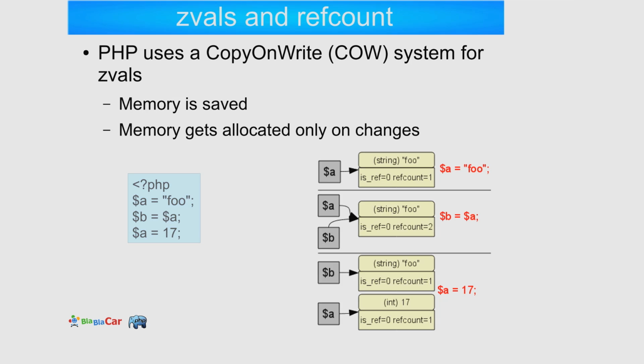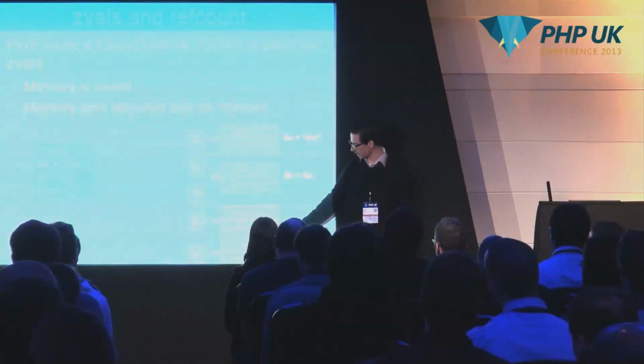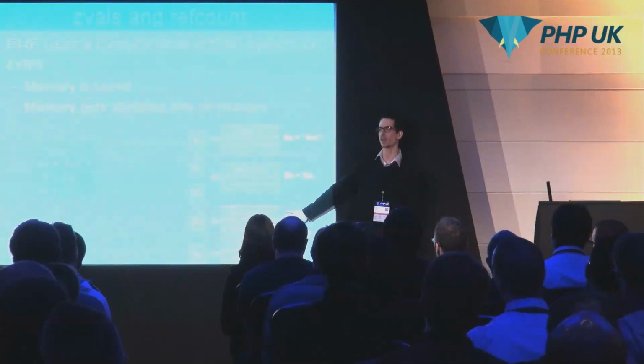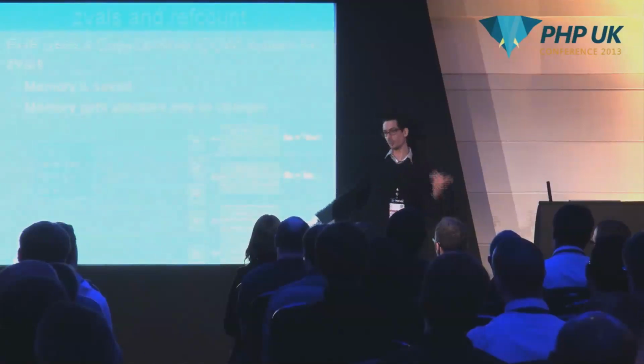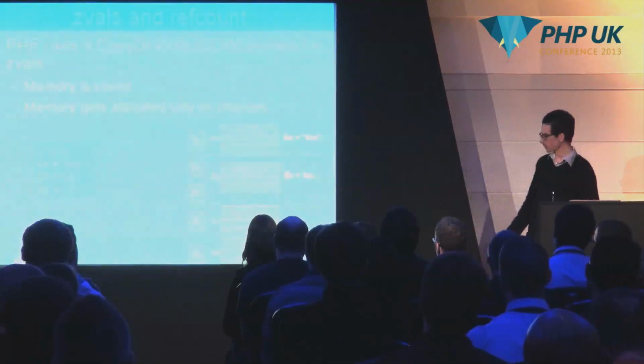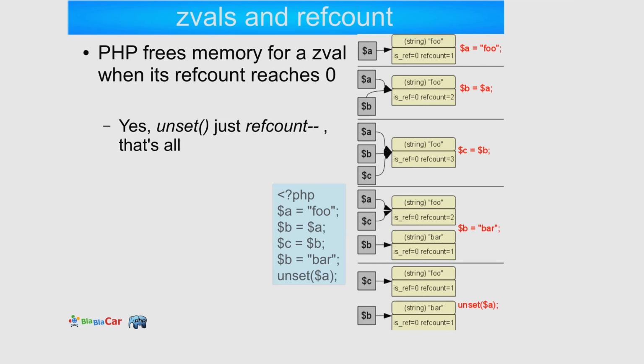So if we use something more complex, you can see that PHP is very kind about your memory. Okay, when you have B equals A, it's okay. When you change the value of A, as you can see, allocating an integer, 17 here, then B is still pointing to foo, and the refcount is decremented by 1 because there is just one variable left on this structure, okay? And when the refcount reaches 0, PHP will free your memory, okay? This is what happens here.